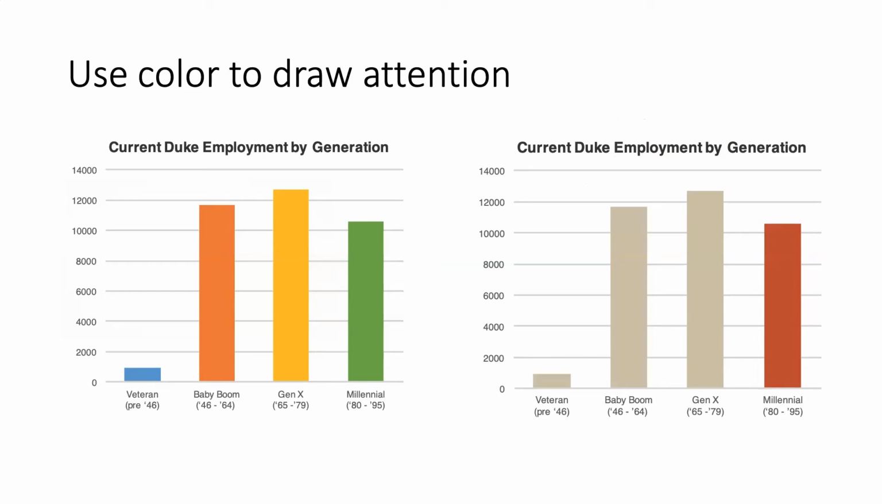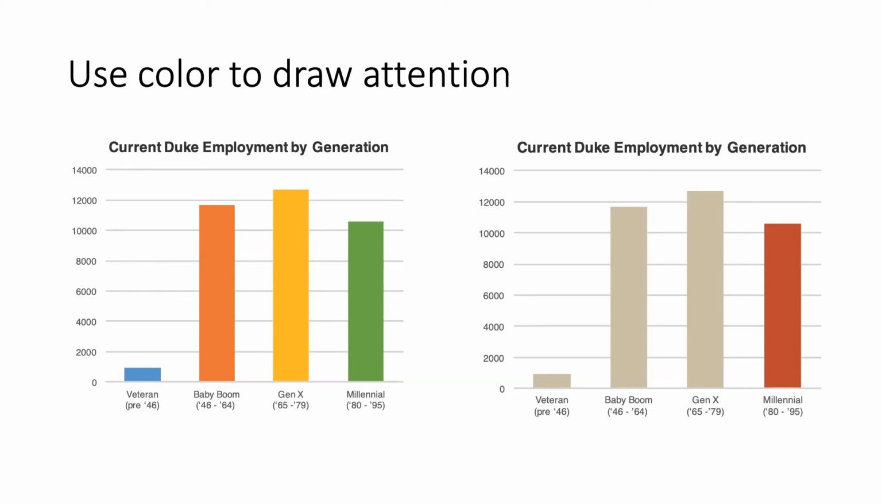Okay, so on the left, I've got a perfectly fine bar chart. It's current Duke employment by generation. I've got veterans, baby boomers, Gen X, and millennials. But the software colored all of the bars a different color. Now, the colors themselves are fine, but we just don't need color to tell the bars apart. They're separated in space. They have a nice label underneath.